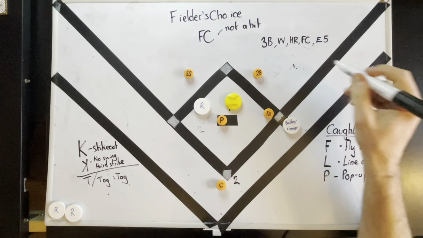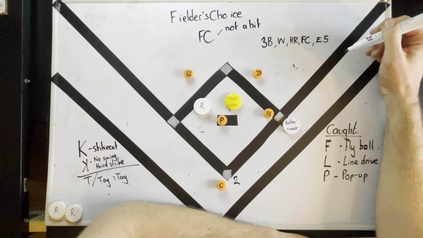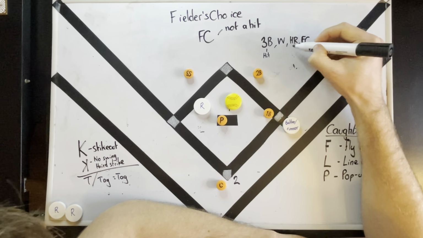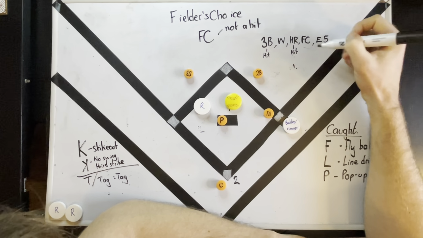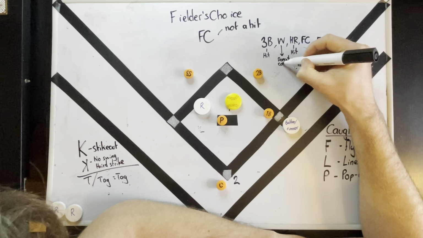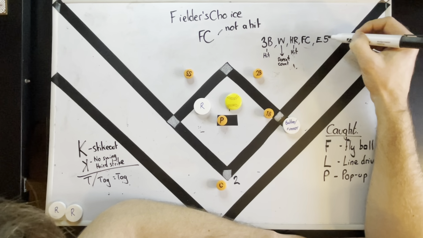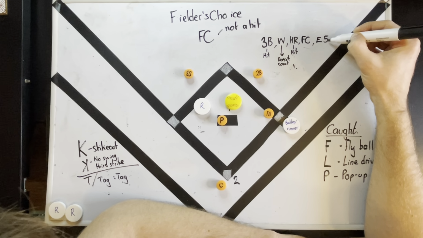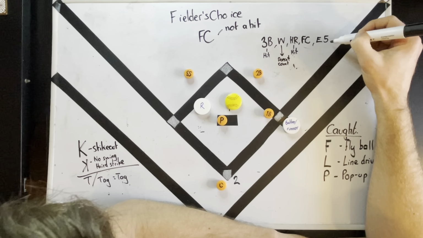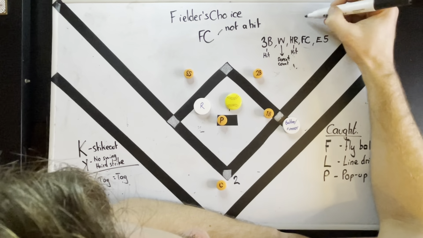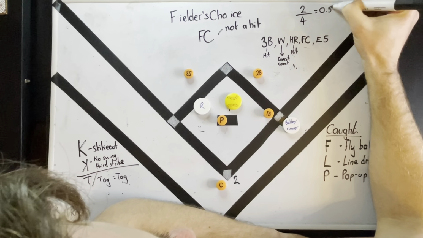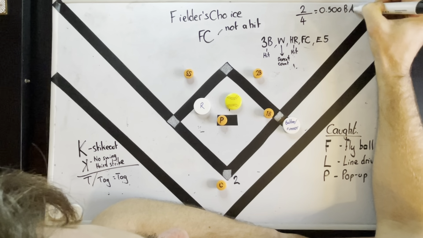So in this instance, how many hits have I actually been credited with? Third base is a hit. Home run is credited as a hit. A walk doesn't count towards my batting average, and a fielder's choice and an E5 don't count either, sorry, they're not hits. So these two are not hits. In this case, I would have 2 out of 4, so a 0.500 batting average.